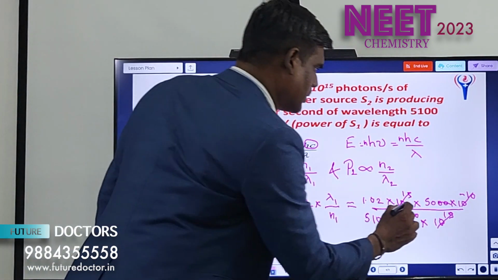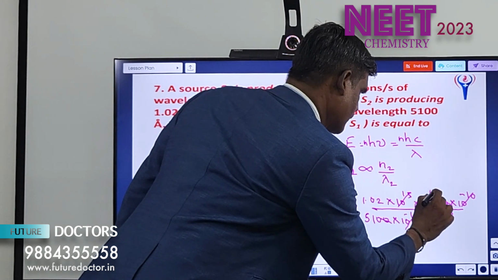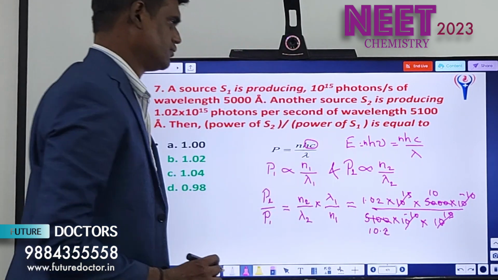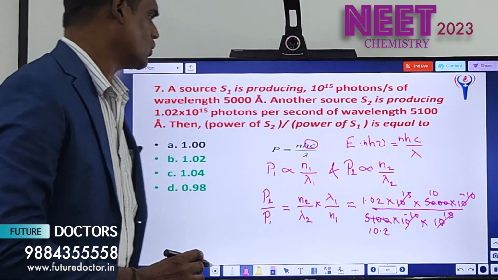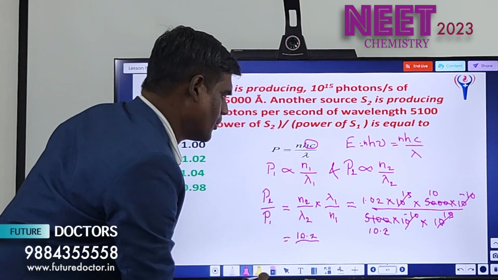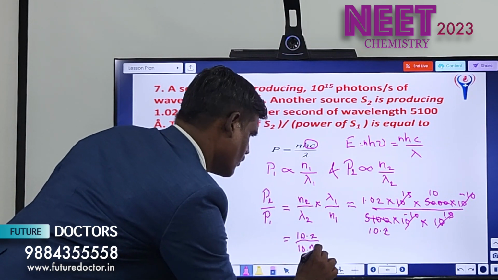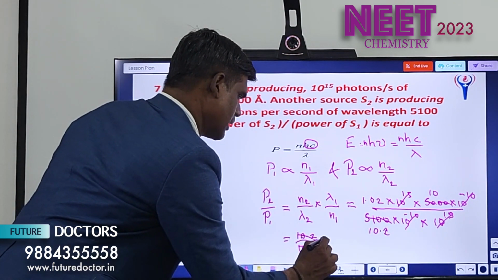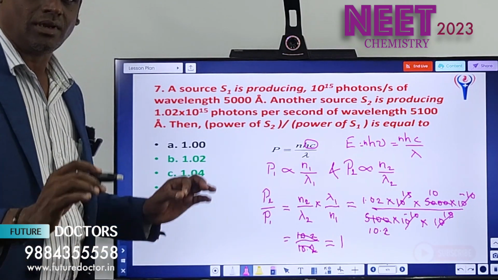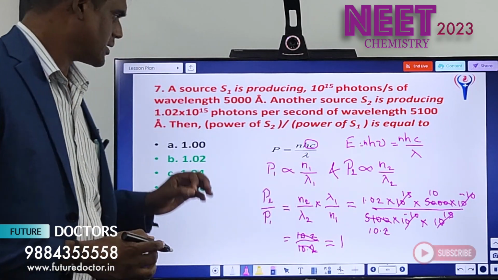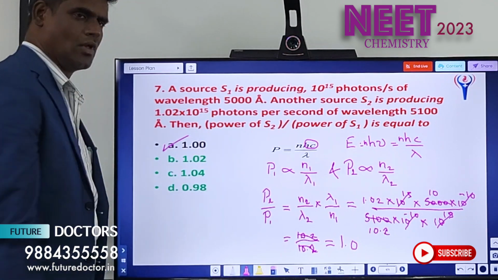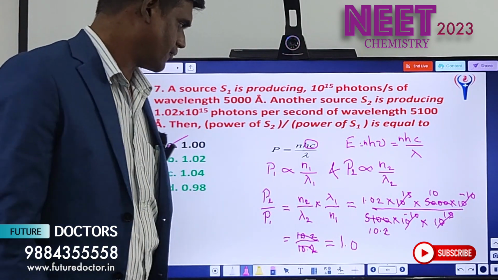And use the 5 table: 5, 10, 50. And here 5, 10, 50.2. Then 1.02 into 10, that is 10.2, by 10.2 in the denominator. So 10.2, 10.2 getting cancelled is equal to 1. Exactly 1. No approximation, no 1.0012 like that. It's exactly 1.0. That is option A. Option A is the correct answer.